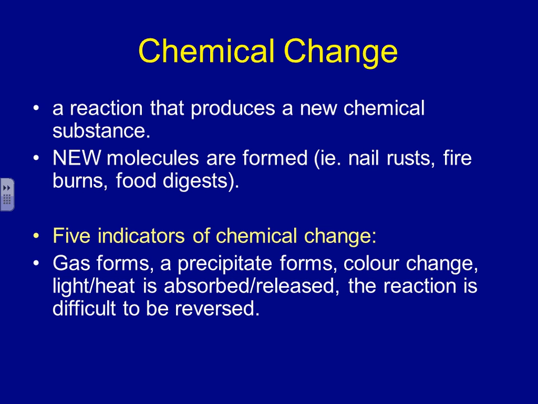Color change. That's pretty self-explanatory. You get a new color. Heat or light is absorbed or released. Typically, we think of it as being released when we burn something. I'm going to burn something in a minute. But heat can be absorbed. If you have ever hurt an ankle or an arm in some sport, your trainer may have used those little ice pack thingies. Those are two chemicals that are separated. You mix them together, a chemical change happens that absorbs heat, and you put it on your ankle and it absorbs the heat out of your ankle. So not only can heat be given off, but it can be absorbed. The reaction is difficult to reverse, so you can't get the stuff back.